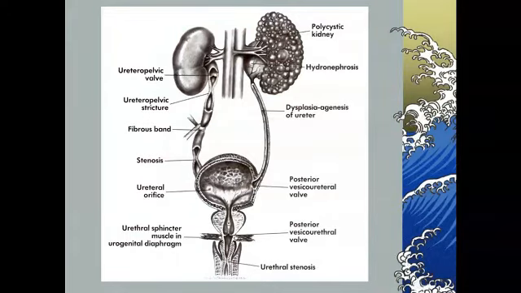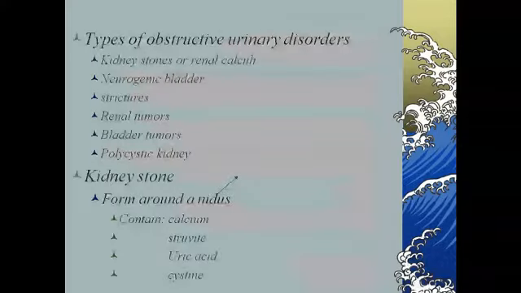This is showing different sites of possible obstructions and possible causes. A polycystic kidney can cause hydronephrosis. You've got dysplasia. You've got problems with the valves. These are all different possible causes of obstructions and their sites. So the types of obstructive urinary disorders could be kidney stones, also called renal calculi or nephrolithiasis. Stones will cause about 20% of the obstructions. Could be a neurogenic bladder, could be a stricture, tumor, either in the kidney or the bladder, or it could be a polycystic kidney. Go back to the previous slide and look at the picture again.